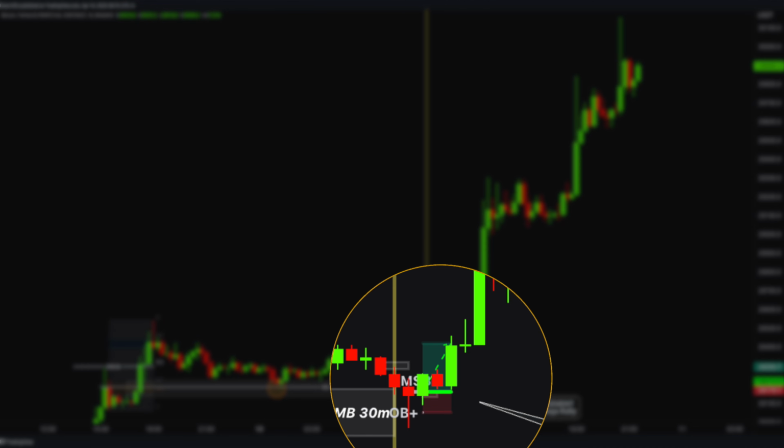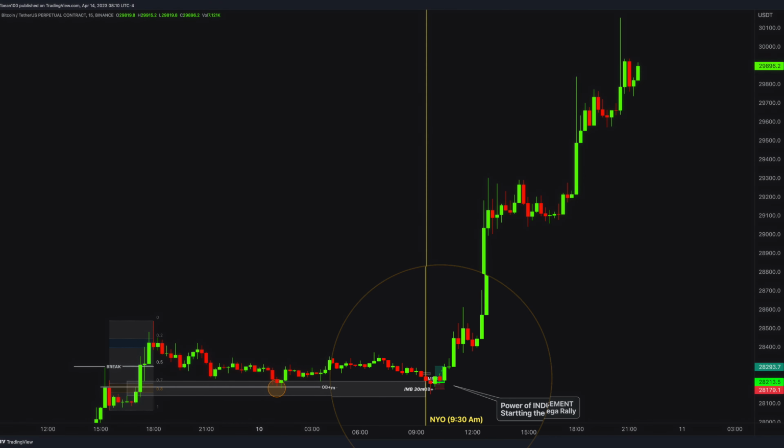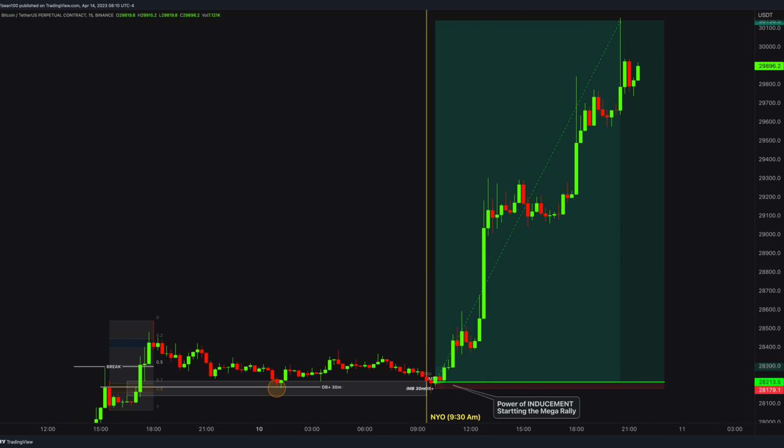Look at this tiny trade that I took, very tiny looking. But see the power of inducement. That inducement and 1 minute entry caused insane price movement. It could have been a 50R trade in a sense. Of course, it did not happen. Yet again, I wanted to show you the power of inducement.